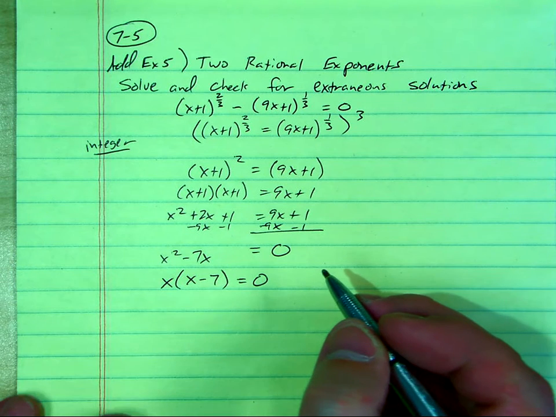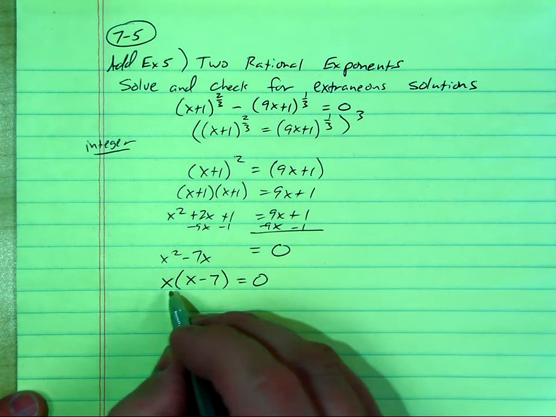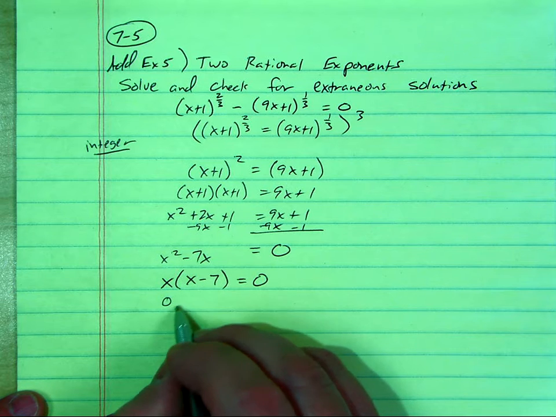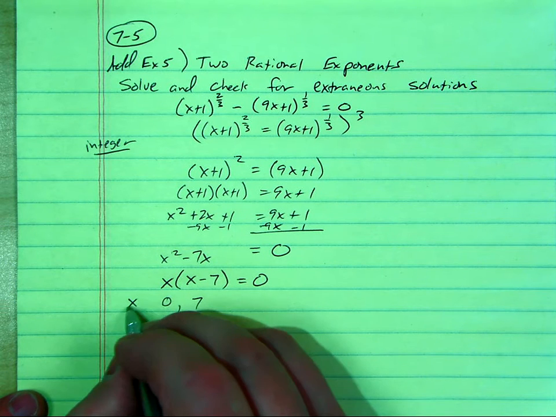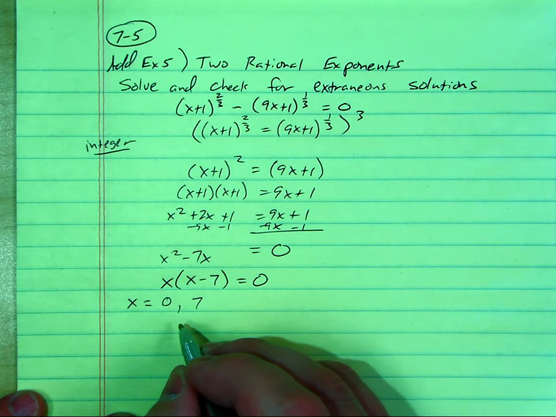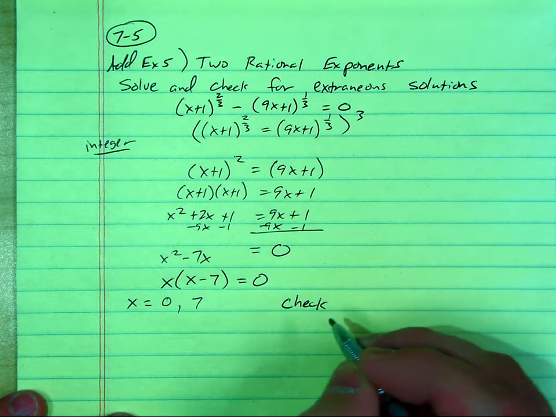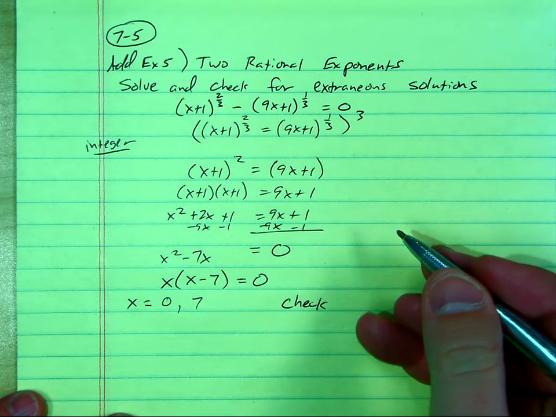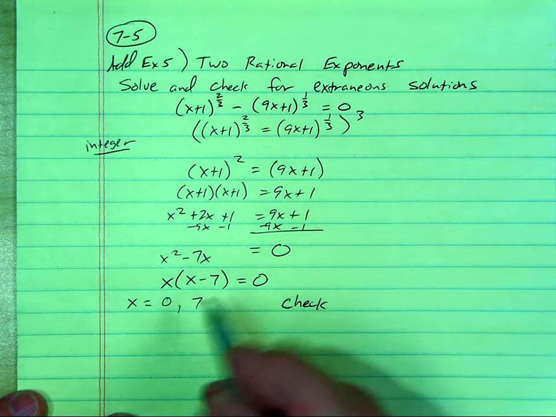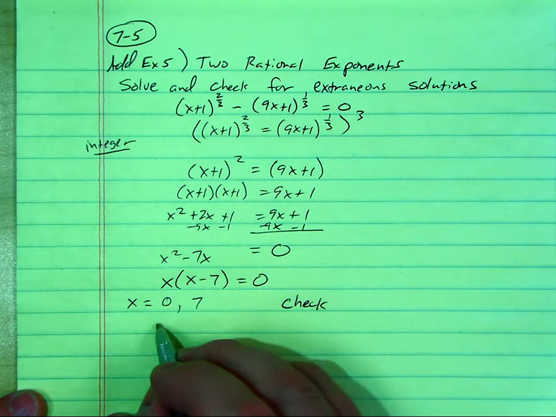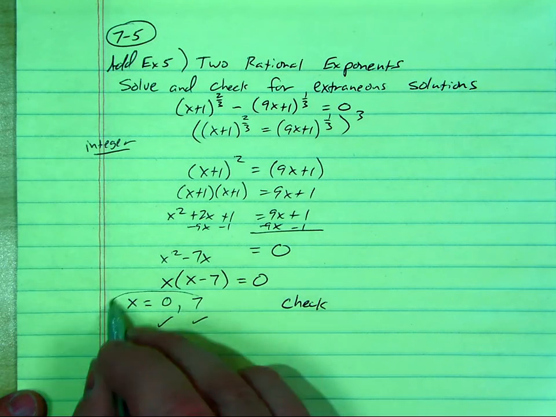This is easy to figure out with the zero product property. The 0 from this one is 0. The 0 from this one is 7. So we have x equals either 0 or 7 or both. Now, we're not going to go through all of this procedure again because it's up to you to figure this out on your homework. But if you were to plug both of these back into this equation, they both would work, so they're both the answer.